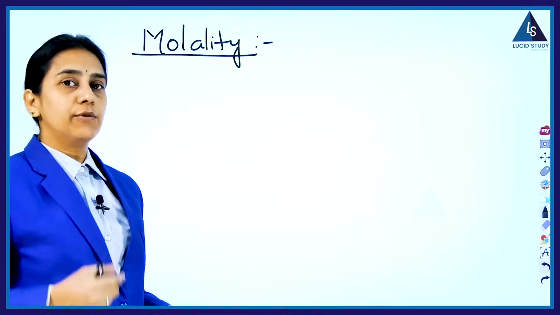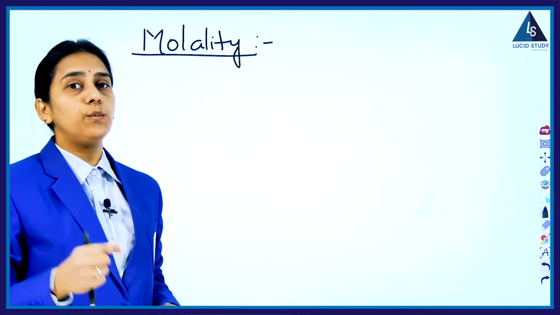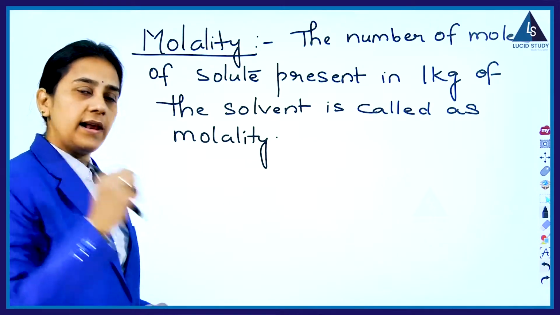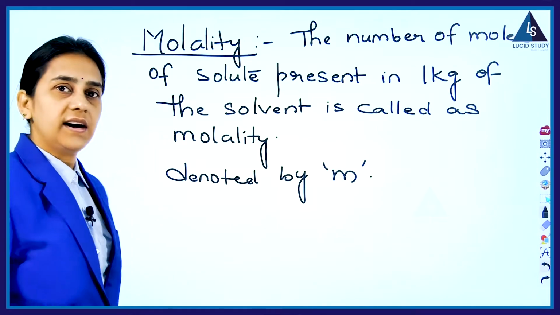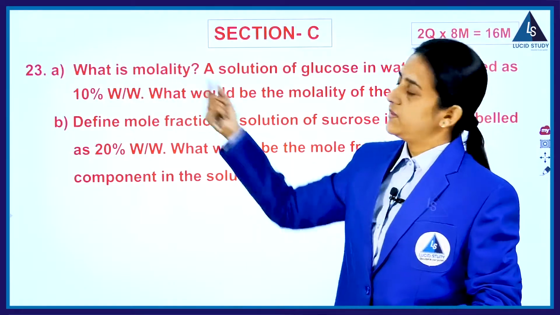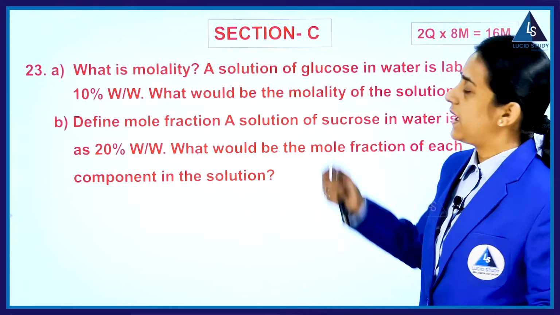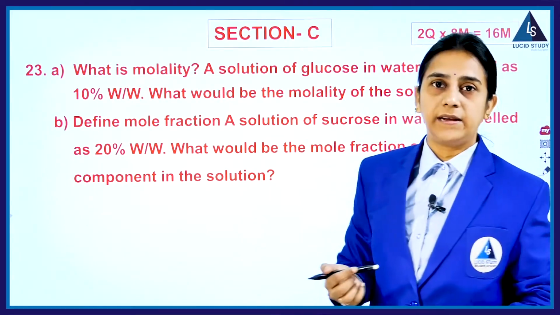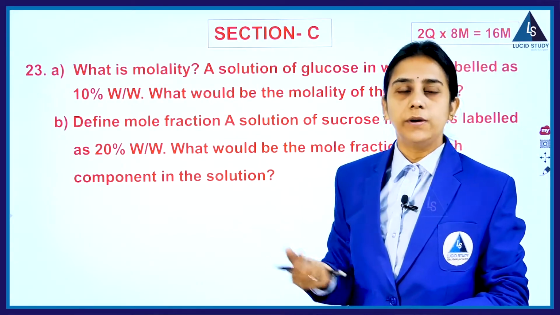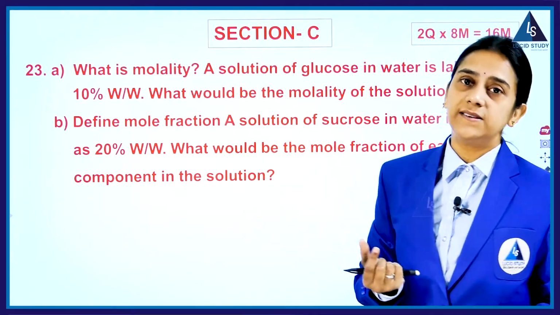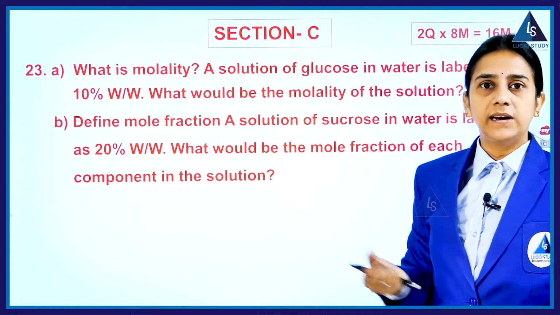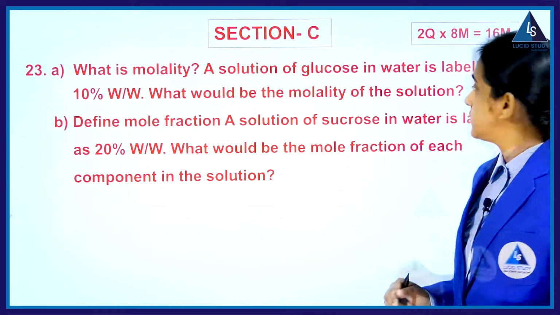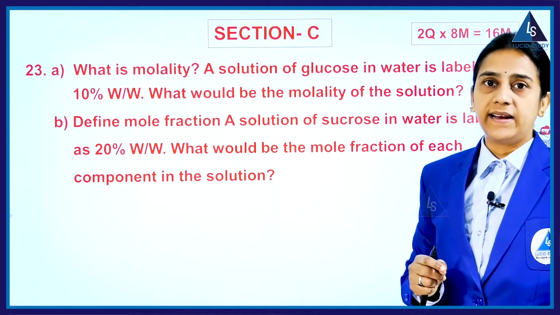Molality is the number of moles of solute present in 1 kg of the solvent. It is denoted by the small m and the units of molality are moles per kg. We have defined the molality, now we have to do the problem. 10% W/W, that is weight by weight, means 10 grams of the solute present in 100 grams of the solution. So here the solute is glucose. The formula for glucose is C6H12O6 and the molecular weight of that is 180.